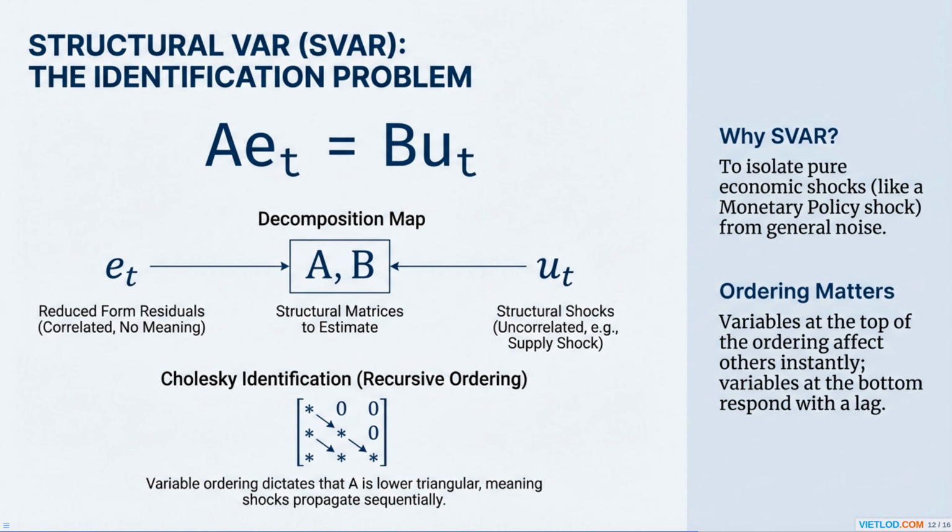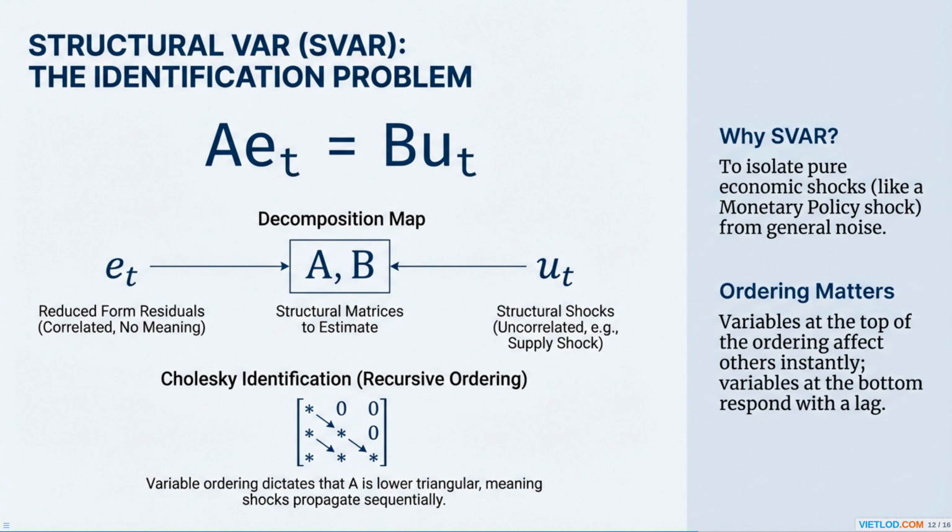This transformation is achieved through the structural matrices A and B. The key challenge here is the identification problem. How do we impose enough restrictions on A and B to uniquely determine these structural shocks? One common approach is Cholesky identification, which imposes a recursive ordering. This method dictates that the A matrix is lower triangular, meaning that shocks propagate sequentially through the system.